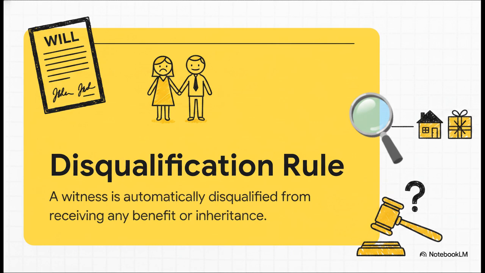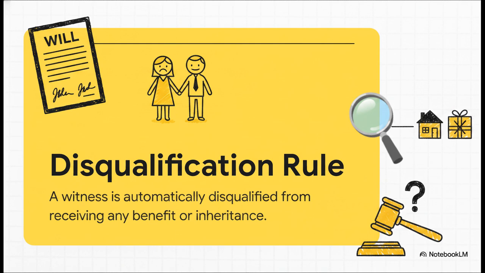Picture this. You finish writing your will at the kitchen table and you ask your spouse or your child to co-sign as a witness. Well, by doing that, you just accidentally disinherited them. Seriously, anyone who signs as a witness, or even their spouse at the time of signing, is automatically disqualified from receiving any inheritance from that will. Oh, and they cannot be appointed as the executor either.